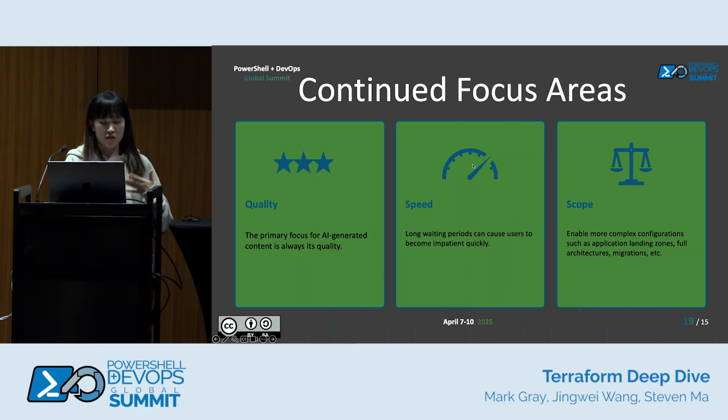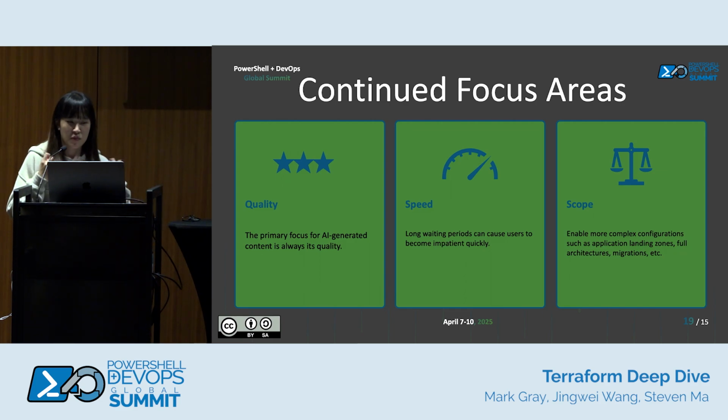So first is still our quality, because we believe that quality is the most important aspect of AI-generated content. And we will also focus more on speed, because many customers have responded that they get very impatient if the response time is so long. So we will seek a balance between the response time and the quality improvement here.